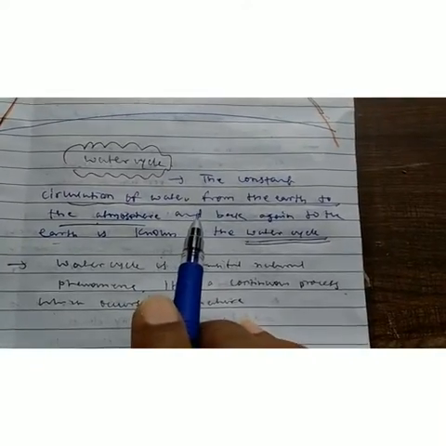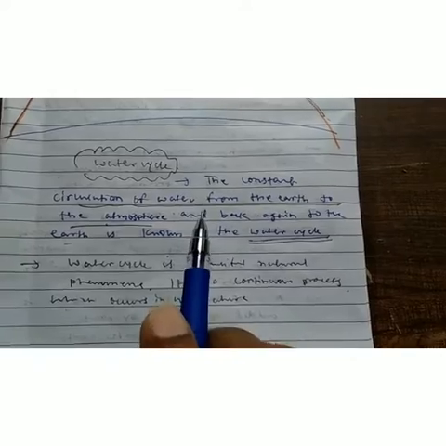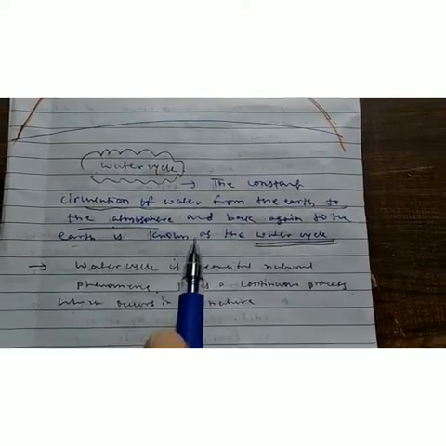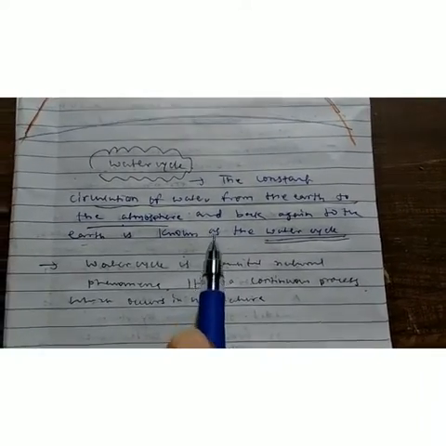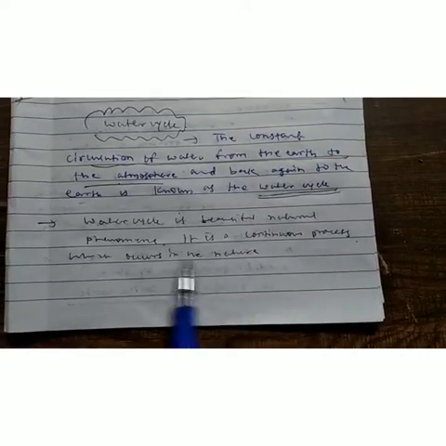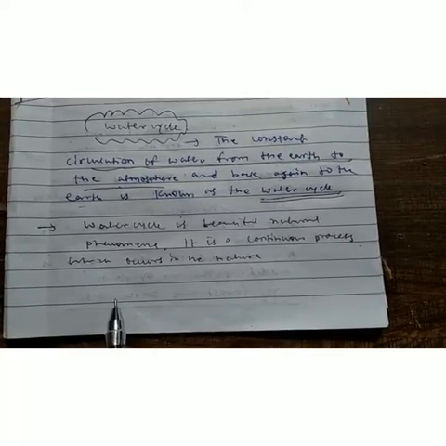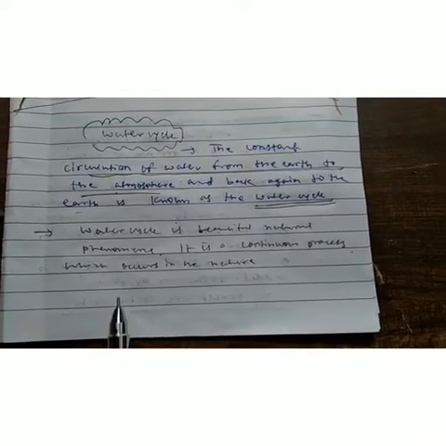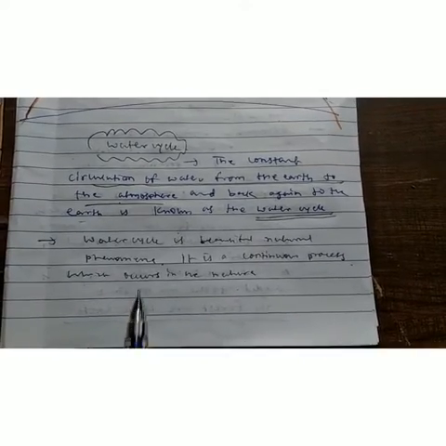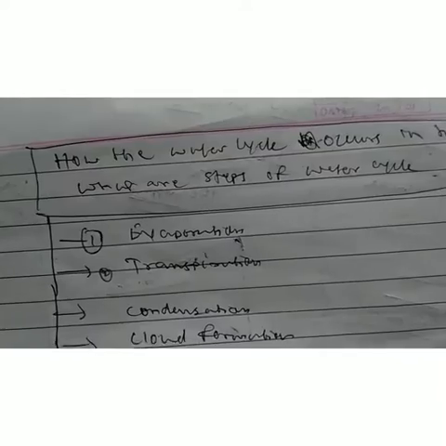So who does this process? Naturally this process occurs in nature, and that's why it is a very beautiful natural phenomenon. Now see, the water cycle is a beautiful natural phenomenon. It is a continuous process. One thing you have to understand: the water cycle is a continuous process, meaning it is continuously going on in the atmosphere.